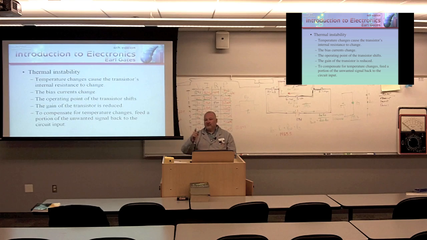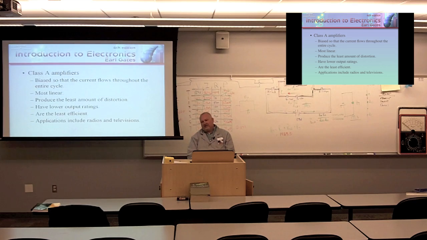So obviously, temperature instability is going to cause that operating point to move. That's going to create problems for us. To compensate for temperature changes, we feed a portion of the unwanted signal back to the circuit input. And this is called feedback. This is intentional feedback, and this is good. It's not the kind of feedback you hear at a concert where, you know, that loud, obnoxious noise. That's not what we're talking about. This is intentional feedback fed back in to keep that operating point stable with a transistor.